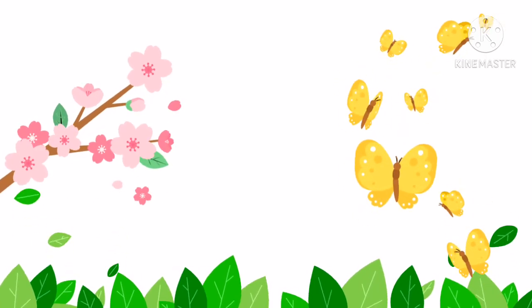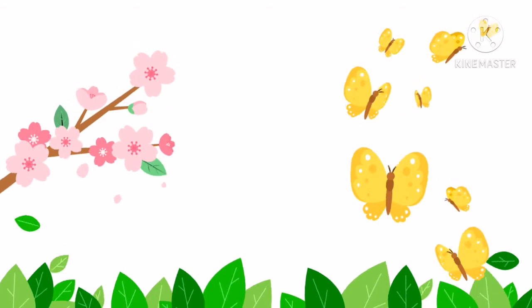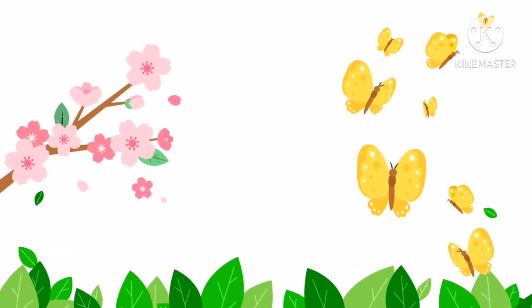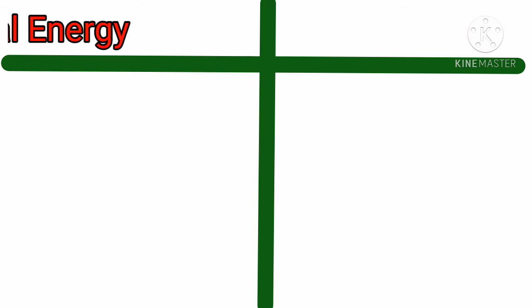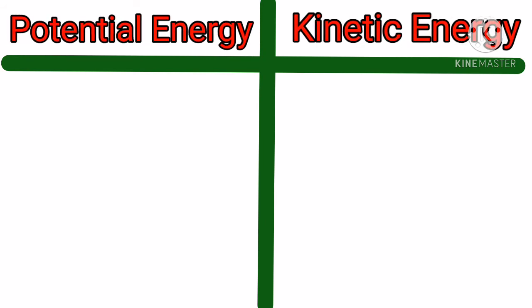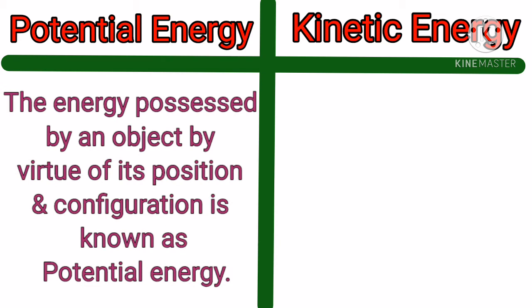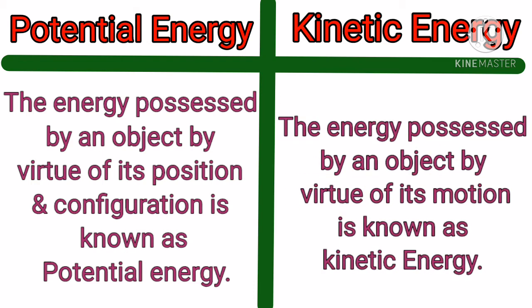An object that possesses energy can exert a force on another object. By doing so, the object possessing energy can do work. SI unit of energy is the same as that of work, that is joules. Mechanical energy is divided into two different types, potential energy and kinetic energy. The energy possessed by an object by virtue of its position and configuration is known as potential energy. The energy possessed by an object by virtue of its motion is known as kinetic energy.